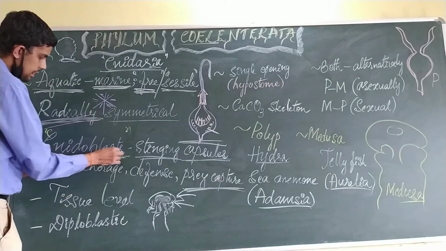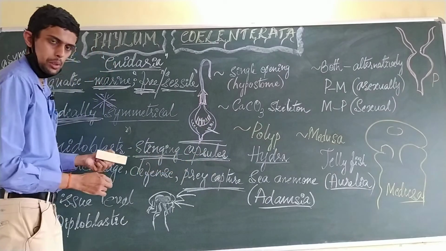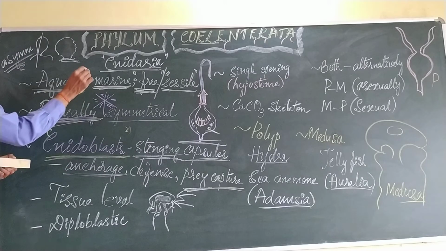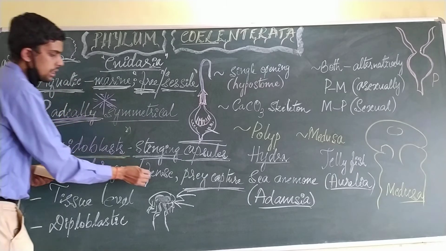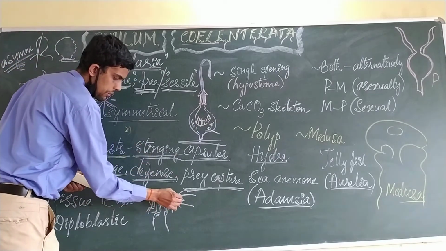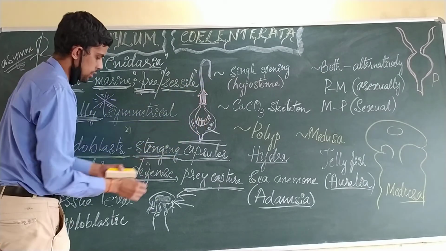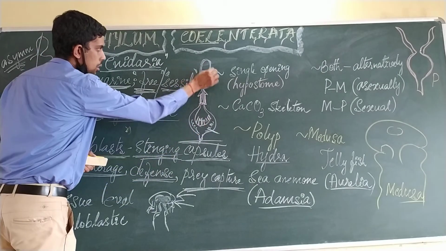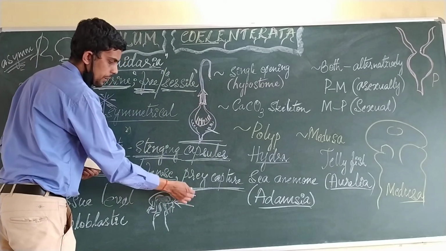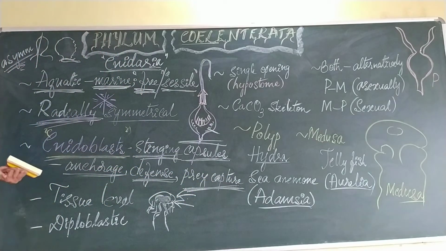Understood? So that is a special type of cell comprising stinging capsules, and it can be used for anchorage of this organism, and also for defense, as I explained, to prevent the attack of enemies. There is a stinging cell, right? It protrudes outside the tentacle and causes irritation to the enemy, and they can also use it for capturing prey. Understood?